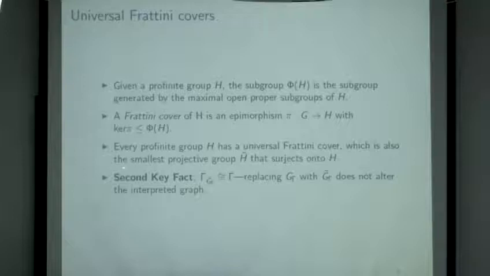And here's a second key fact. If you take the graph, build the group, then pass to the universal Frattini cover, and then try to interpret the graph again using the interpretation I described before, you get the graph back. So this process of replacing G with its universal Frattini cover does not affect the graph that we interpret in the inverse system. This is wonderful, because it means that if we take this graph and build the universal Frattini cover, we can realize that as the absolute Galois group of a PAC field, and then we get what we want.